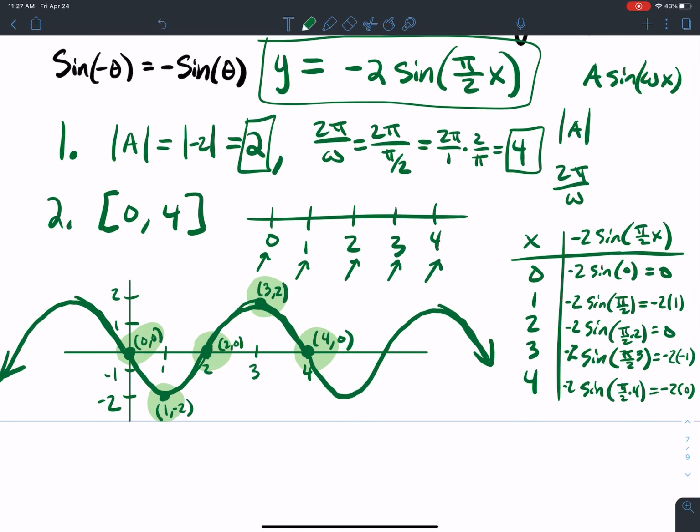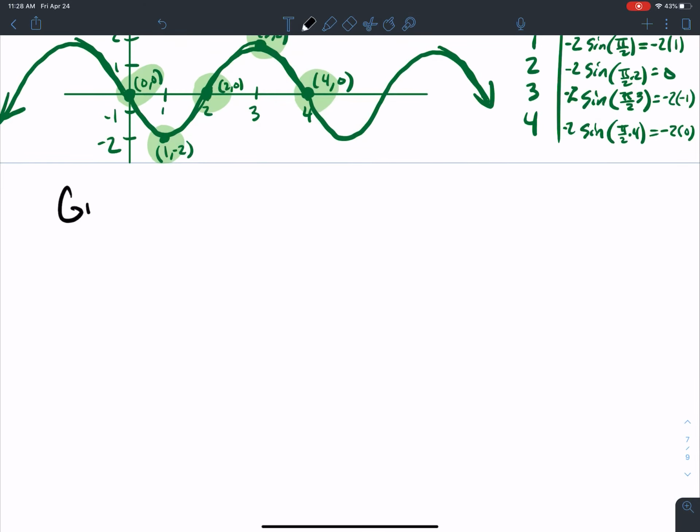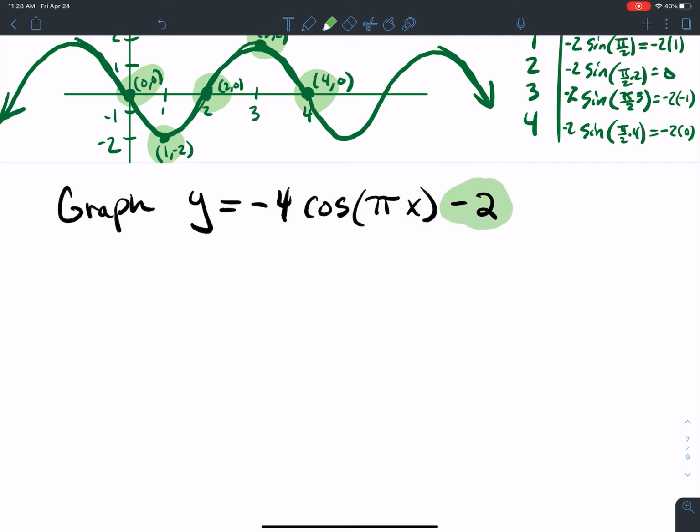All right, let's graph one more since we're on a roll. So let's graph y equals negative 4 cosine pi x, minus 2. All right, now this one's a little bit different. What's different about this one? We actually have a vertical shift. We're going to graph and then we're going to shift it down too.